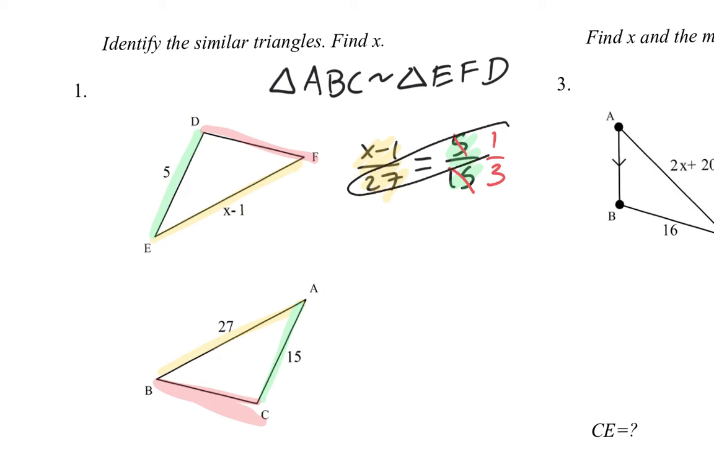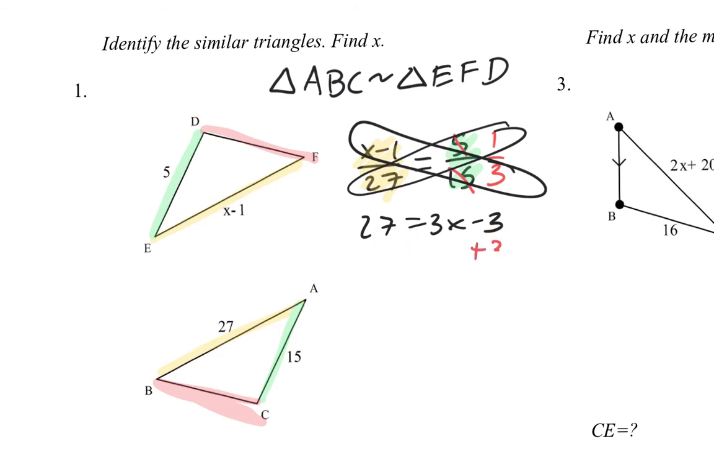And now we can cross multiply. 1 times 27 is 27. 3 times x minus 1 is 3x minus 3. And I've seen a lot of students, when you cross multiply, you don't know what to do. You just put one of your products on one side and the other on the other, and you set them equal to each other. That's all you're really doing. Because really it's like multiplying both sides by 27, and it's like multiplying both sides by 3. That's all we're doing.